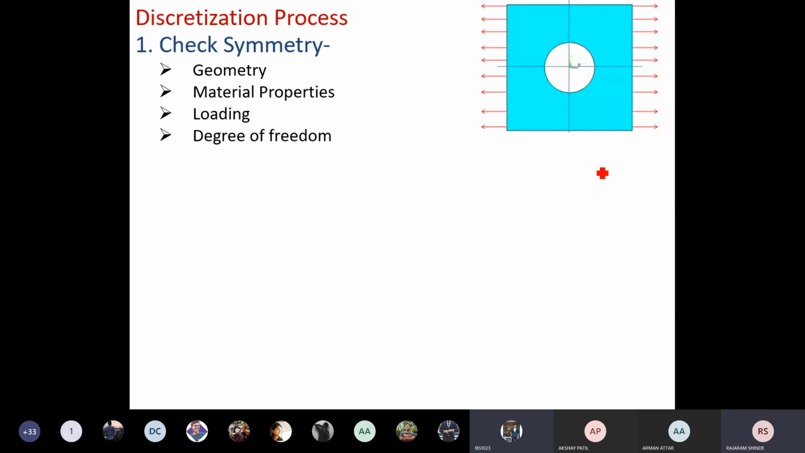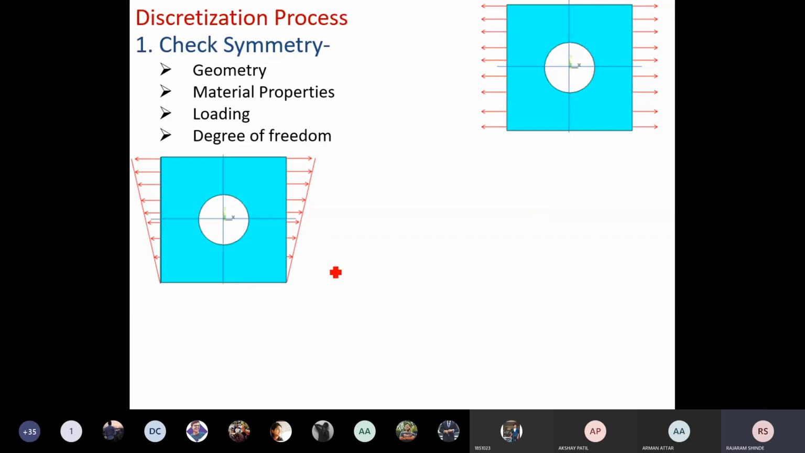Yes, sir. If you got this idea, then you tell me which type of symmetry we can use for this. That means which part of this is symmetric. You see here, this material is same, here also material is same. This material is same. This material is same. Geometry is also same here, here, here. That means geometry is symmetric about the vertical as well as horizontal axis. These two criteria are satisfied about vertical and horizontal axis.